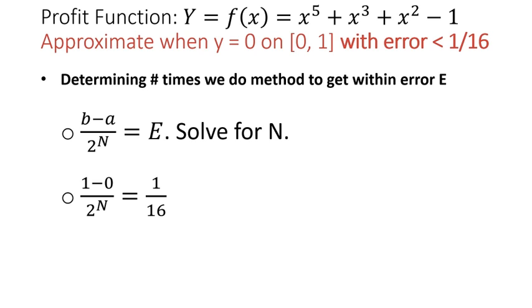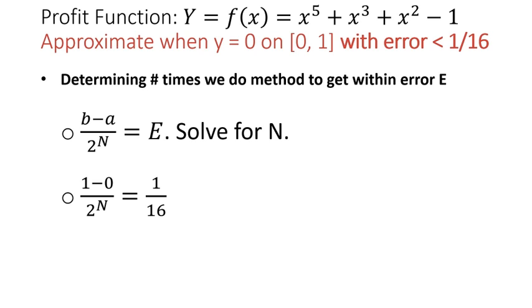Basically, we're going to set up this expression (b minus a) over 2 to the n equals e, where e is the error that we're given, b is the far right endpoint of our interval, a is the far left endpoint of my interval, and n is the number of times we have to do the method. So we solve for n.